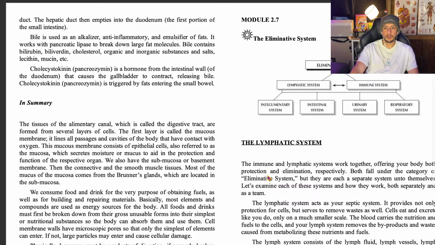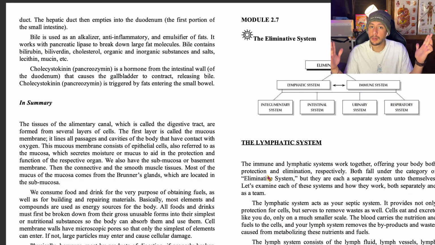Next time we'll be covering the lymphatic system. If you know anything about me, I love the lymphatic system. Hey, lock me up. I love the lymphatic system. So yeah, get excited for that. Next time we'll be covering all that and much more.